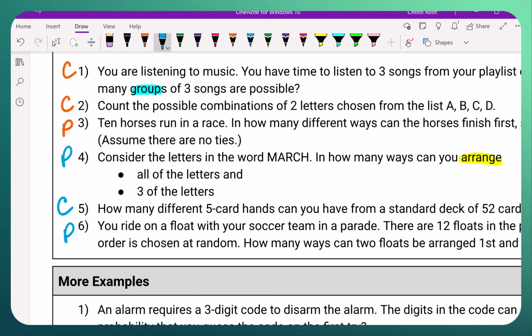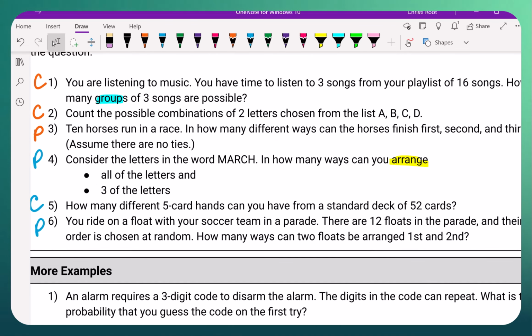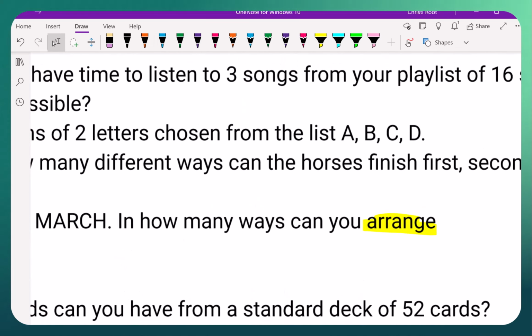All right, so what we're going to do is we're going to actually figure out the numerical answer to your question. So on number 1, it says that we're doing a combination. So how many total songs did I have in this playlist? I had 16. How many am I choosing? I am going to choose 3. Now I'll put a C there because the order didn't matter.